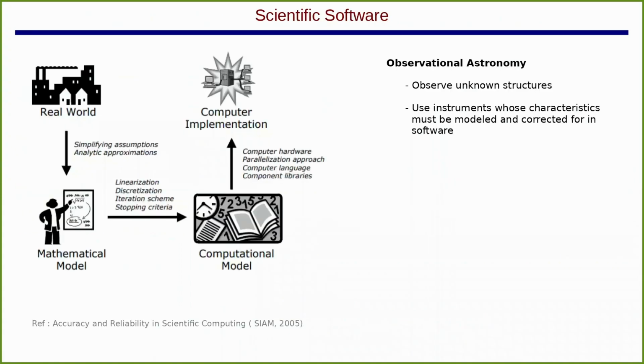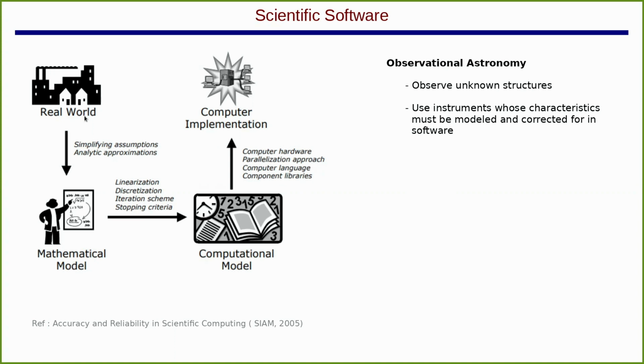So let's start with a picture. This has been taken from the book referenced at the bottom. It shows what scientific software generally is. There is the real world, and then you have to make a bunch of simplifying assumptions and approximations to form a mathematical model of that world, which is then encoded with a variety of discretization and algorithm choices into a computational model, which is then implemented on computer hardware using software.